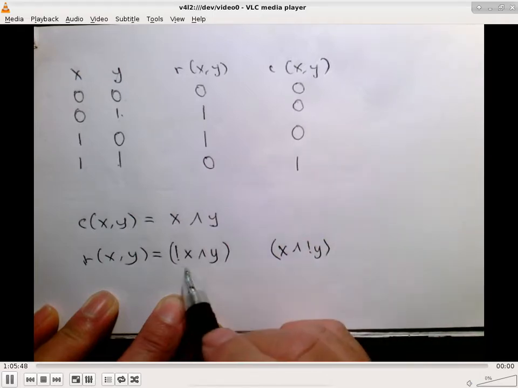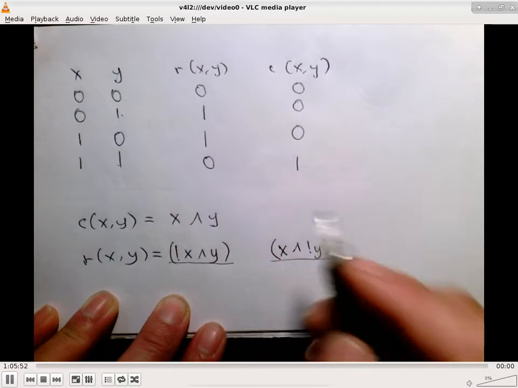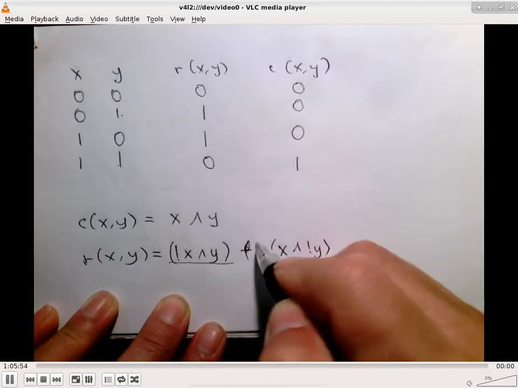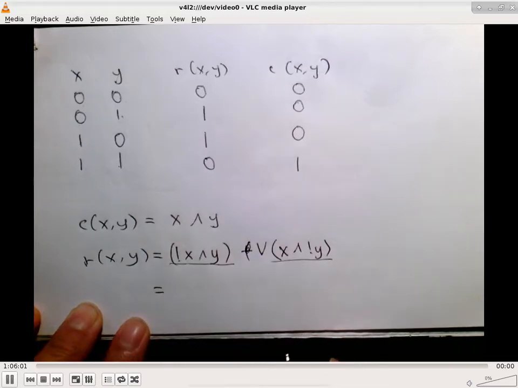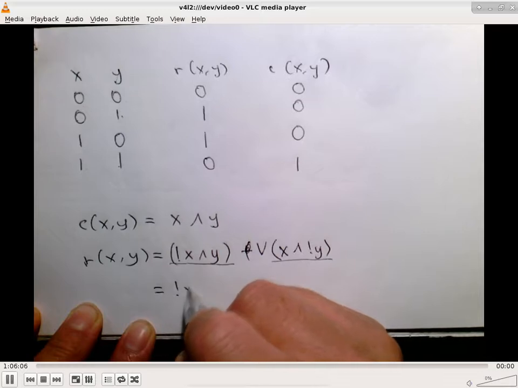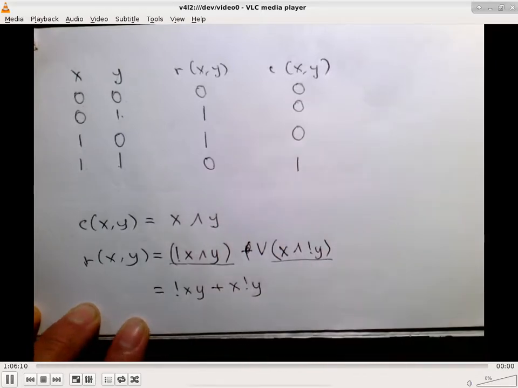So one sub-expression handles row 2, one sub-expression handles row 3, and then we say, let's put an OR here. Then we are done, okay? But in electrical engineering notation, we can simplify this to just not x y plus x not y. That's just a notation thing. Is that okay so far? Do we know how to do negation using NAND gates?